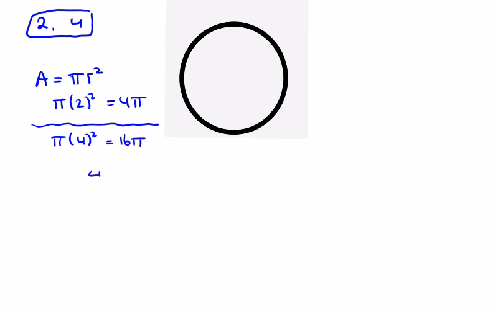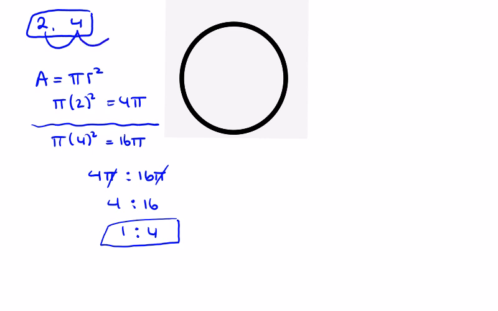And if we compare these two, 4 pi to 16 pi, when we divide by pi, is 4 to 16, which again is 1 to 4. So lock this bit of knowledge away. Well, what would happen if we tripled it? Now we've gone from 2 to 4. If we triple 2, we're going to get to 6. So let's see what happens if we triple our radius.